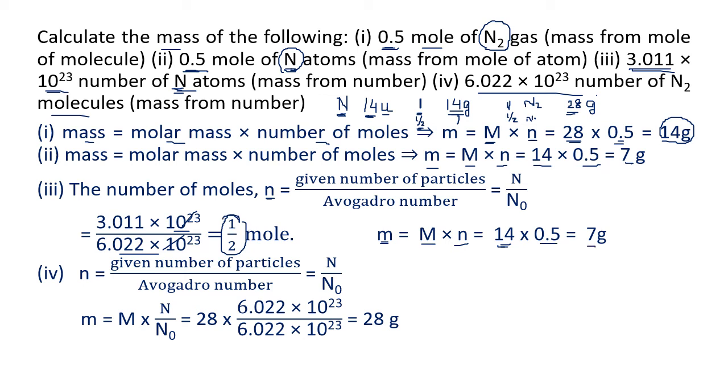And here we have to find the mass of this many N2 molecules. So again, the number of moles is how much? Given number of particles upon Avogadro's number, that is N upon N0, and mass is what? M into n, but n is N upon N0. So directly molar mass, now the molecular mass is 28. This cuts, and we get 28 grams as the mass of this many N2 molecules.